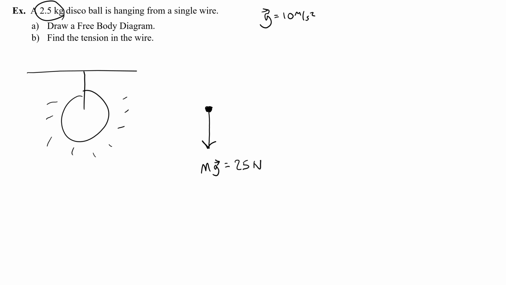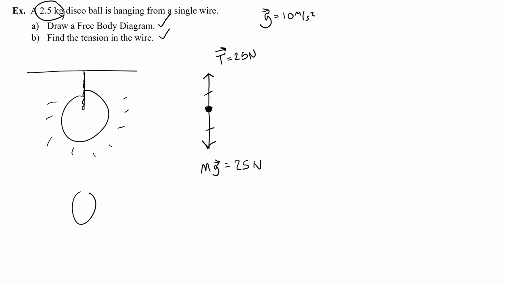Now, this disco ball isn't accelerating up or accelerating down, it's just hanging out, chilling. So we can assume that the tension in this wire is balancing the weight. So I would draw a force up, call it T, and I know that it is equal to the weight of the disco ball because it is in equilibrium. It's balancing that force. So 25 newtons. And boom, I drew a free body diagram and found the tension in the wire.